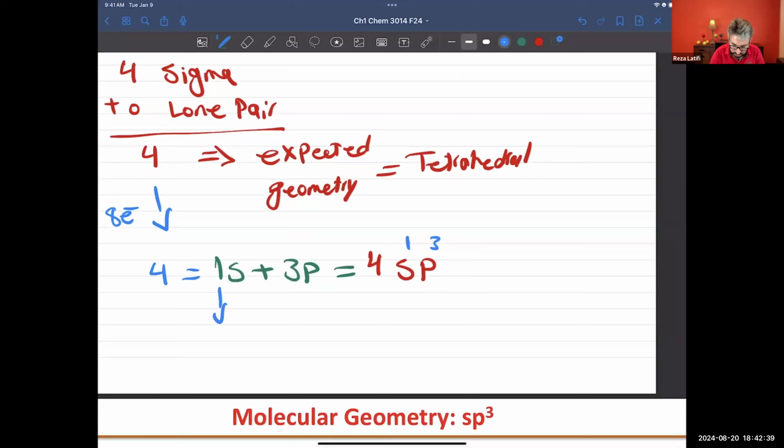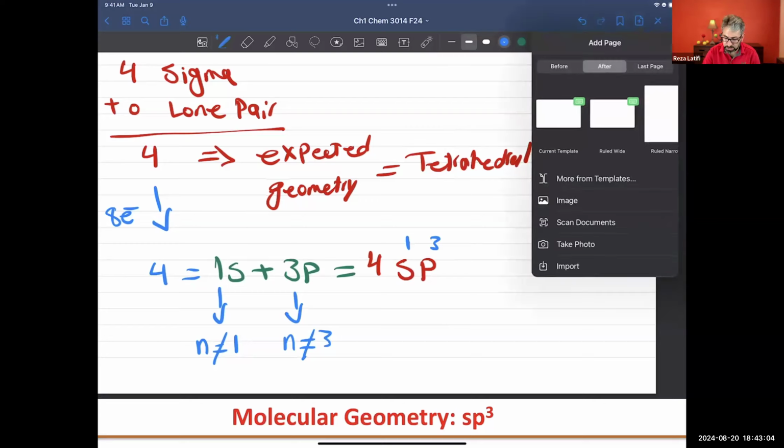This 1 does not mean n is equal to 1. That's not correct. And that 3 does not mean n is equal to 3. Those are just simply showing you a number of orbitals. How many p orbitals did you use? I used 3 of them, and from S I use only 1. That's the meaning of it, not 1s or 3p.